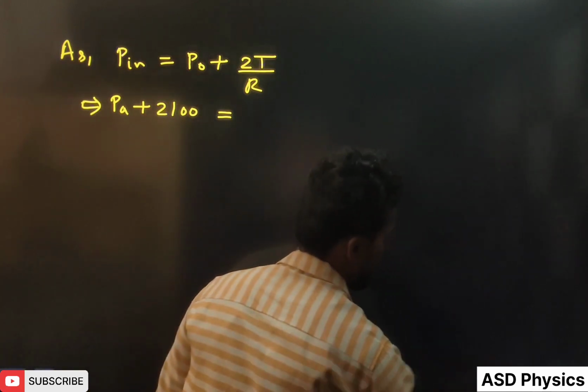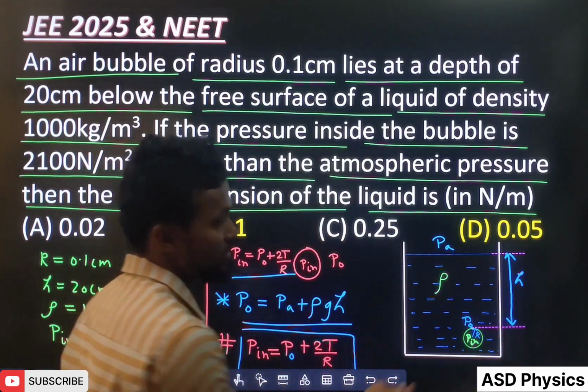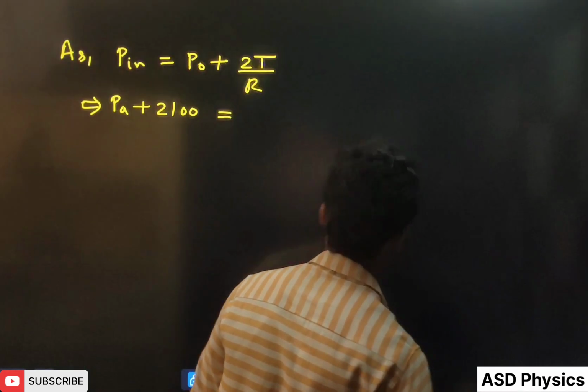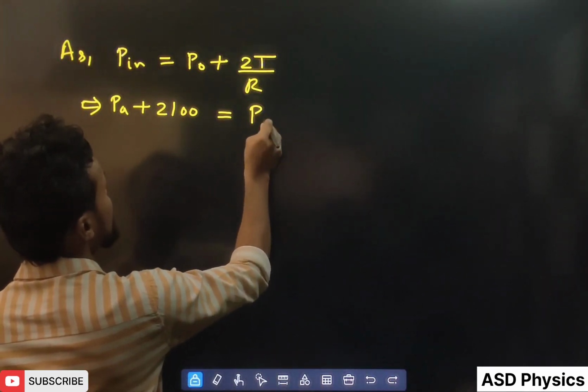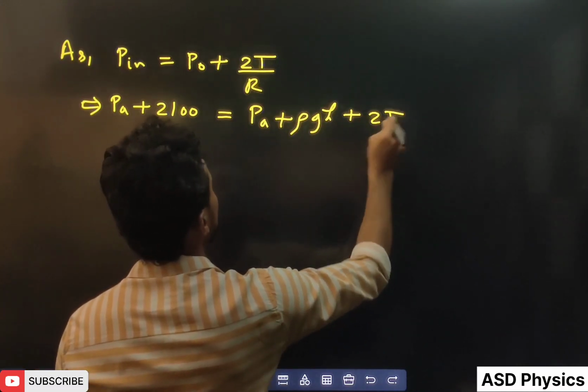After that, you know very well, here I have taken P naught at depth H. That means this P naught I can write as PA plus rho GH. Now here PA, depth is H. That means what can I write here? This will become PA plus rho GH plus 2T by R.